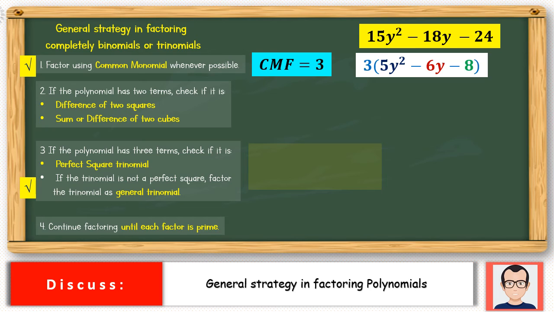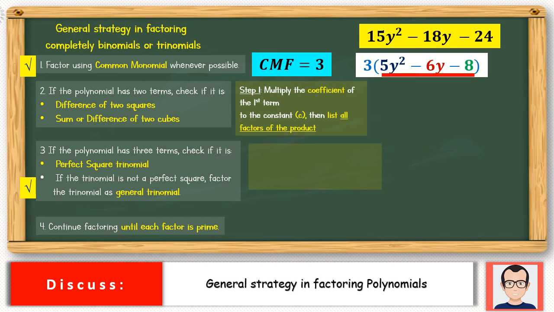For step 1, multiply the coefficient of the first to the constant. Then list all factors of the product. We have 5 times negative 8, which is equal to negative 40. I want you to list all factors of negative 40 in a piece of paper.